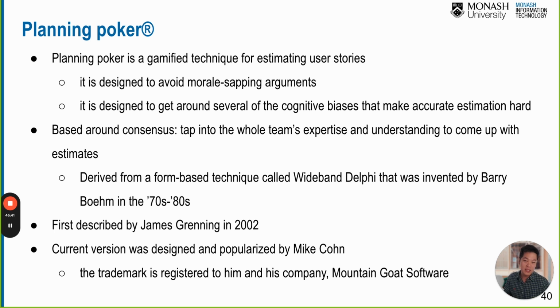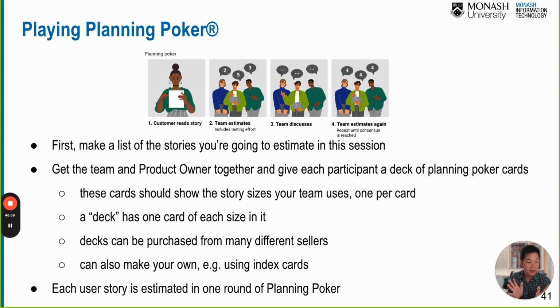It is designed to avoid disagreement among the team. They just want to make sure that at the end, everyone agrees on the same story point for that user story. Okay, that's called planning poker. And how does it work?